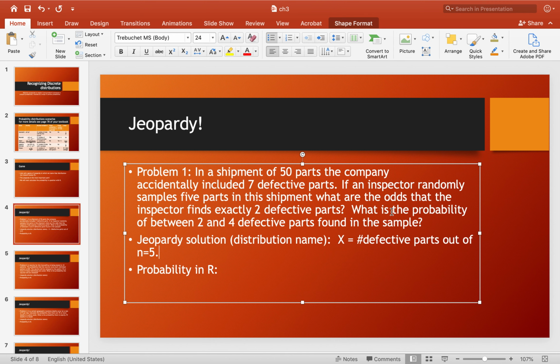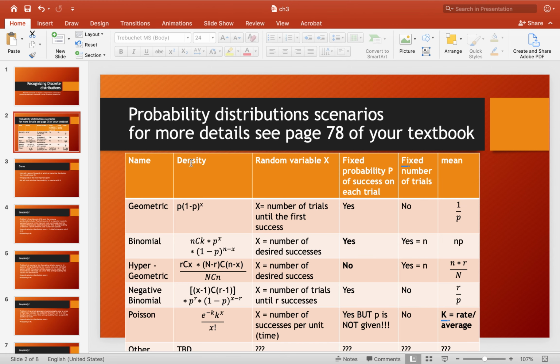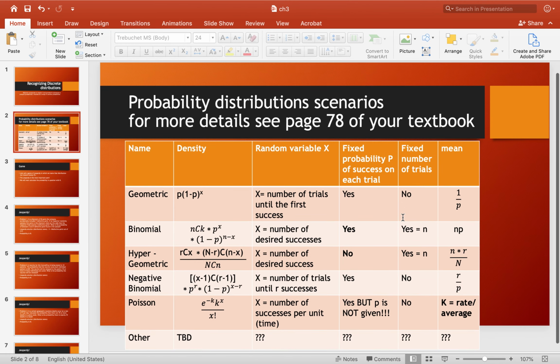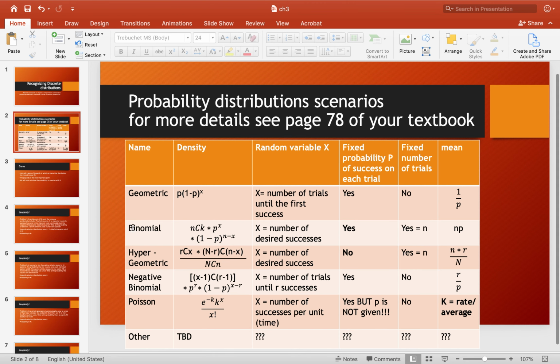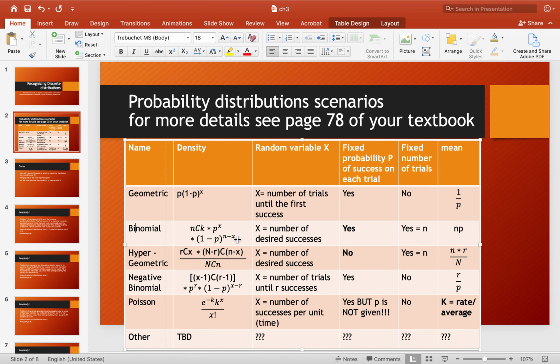So let's get this straight. There's a fixed number of trials, 5. If I go back to my table here, I have a fixed number of trials. I need to decide, is this a binomial or is this a hypergeometric? Because I've narrowed it down. There's only 2 distributions with a fixed number of trials. So here it's critical to recognize whether there are a fixed number of trials, because that's what distinguishes this problem.